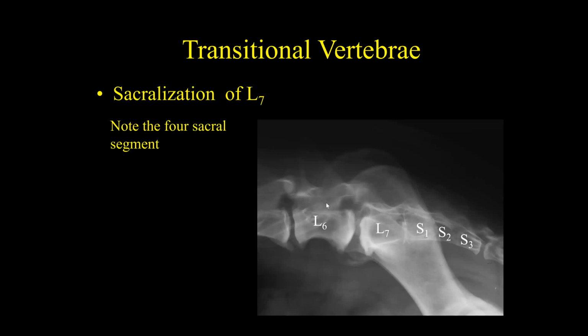Transitional vertebrae typically happen in the lumbosacral region, where you have either the last lumbar vertebra that fuses with the sacrum, or the first sacral vertebra that acts like L7. It leads to joint instability and lumbosacral problems. This is very, very common.